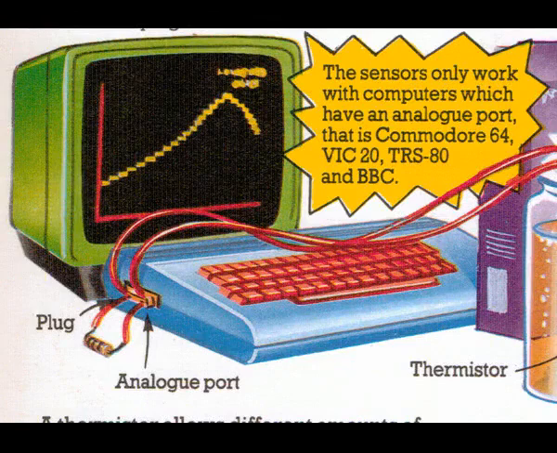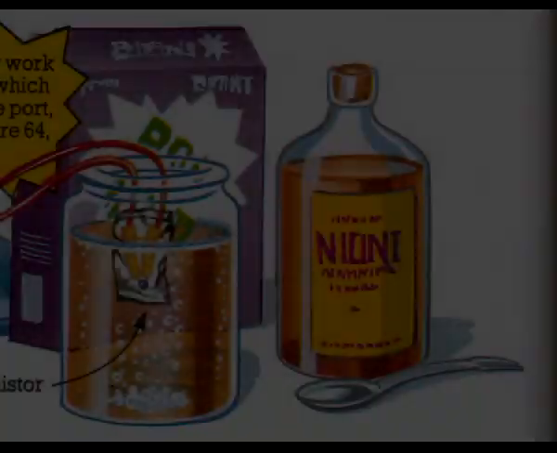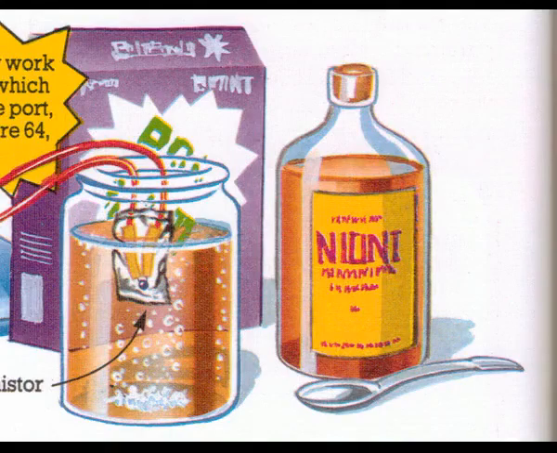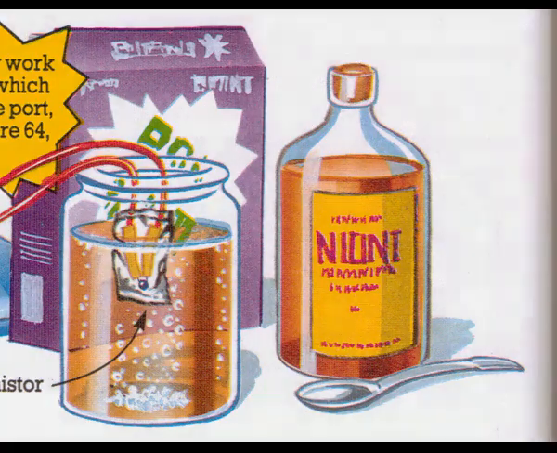There are several experiments in the book involving sensors, which only work with computers with an analog port, which is a Commodore 64, VIC-20, TRS-80, or the BBC. I've not got any of those, well, I haven't got a spectrometer, so we're not going to do any of them. The first one they look at of the two experiments is to do with a thermistor. A thermistor allows different amounts of electric current to flow through it according to how hot it is. So you can do various experiments.